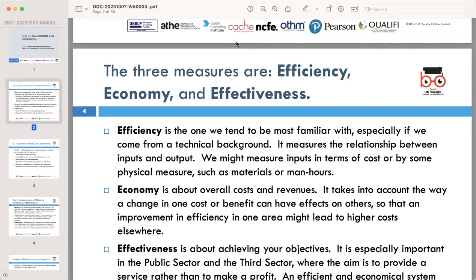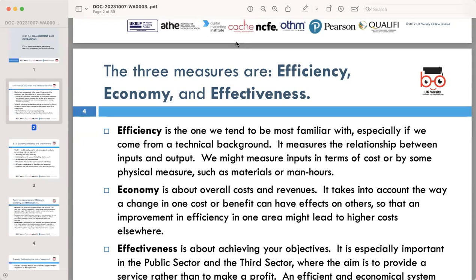Economy is about overall cost and revenue. It takes into account the way a change in one cost or benefit can have an effect on others, so that an improvement in efficiency in one area might lead to higher cost elsewhere. So basically, economy is getting the right input at the lowest cost.